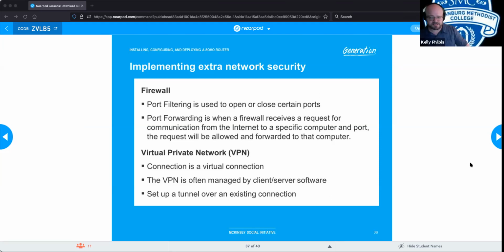Yeah, Fidel, that is exactly what it is. Port forwarding, they use that a lot in setting up game servers. So you use specific ports to trigger to go to specific servers so that people can log onto those games.